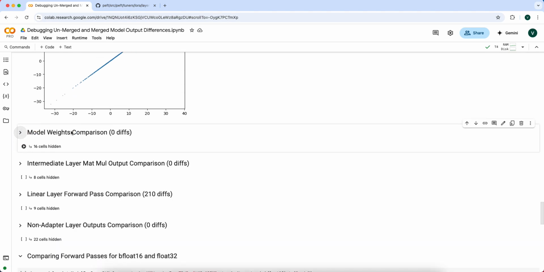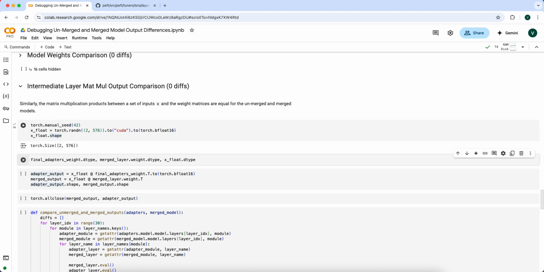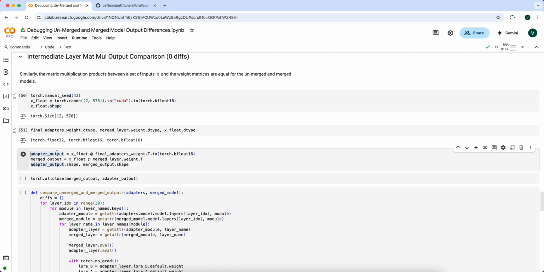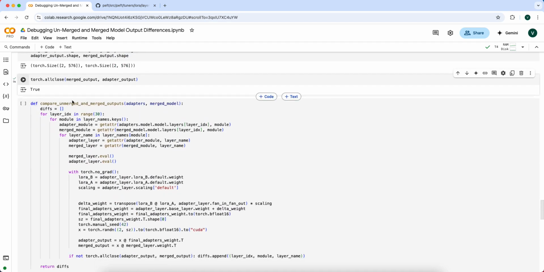And let's collapse this. Next, I looked at the matrix multiplication between a set of inputs and the weight matrices. So I'm like, is there something happening in the matmul operation for whatever reason? I don't know. I was just kind of throwing darts, wherever they land and seeing what sticks. So I'm going to still use my final adapter's weight and my merge layer weight, and perform the matrix multiplication between the input and the weight matrix. And if we look at that, it is also true. So this was just for one layer.